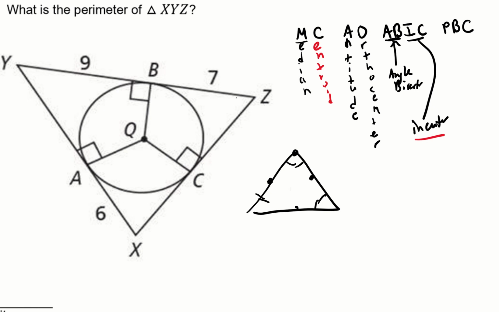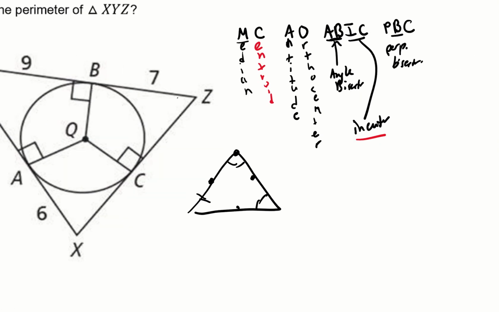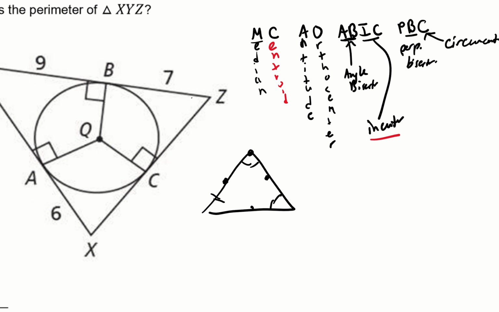And then lastly, we have perpendicular bisector. And where those lines meet is referred to as a circumcenter. Now, perpendicular bisector means that you cut each side in half at a 90-degree angle. And so if you did that, then eventually those three lines will meet, and where they meet is the circumcenter.